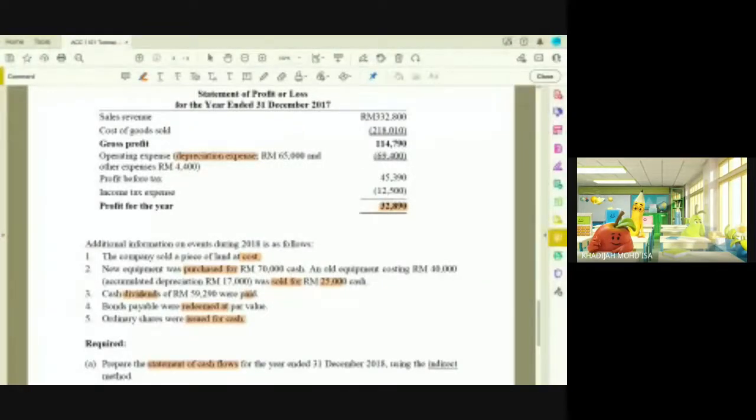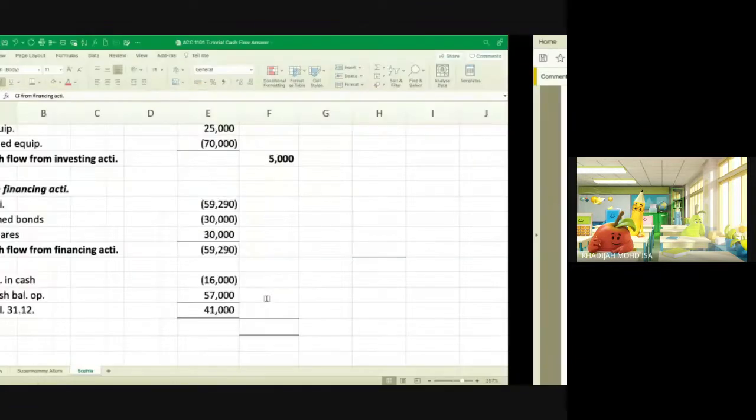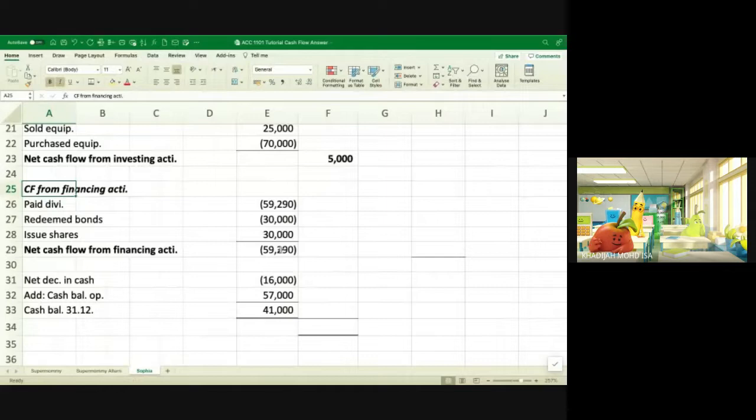Cash dividend paid 59,290. So dividend is part of the financing activities, but now you pay out dividend, so there's a cash outflow. How much is the cash outflow? 59,290. So it's a decrease in your cash. That's why you are going to have a minus. Right? You pay out dividend 59,290, minus.